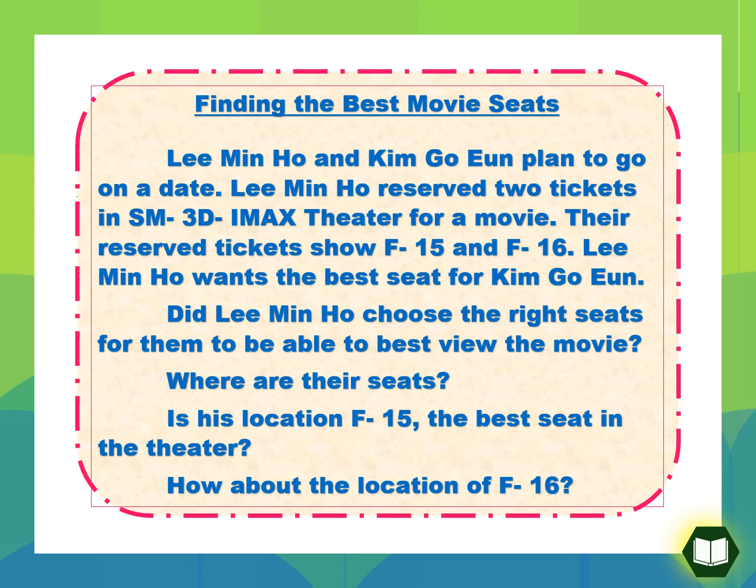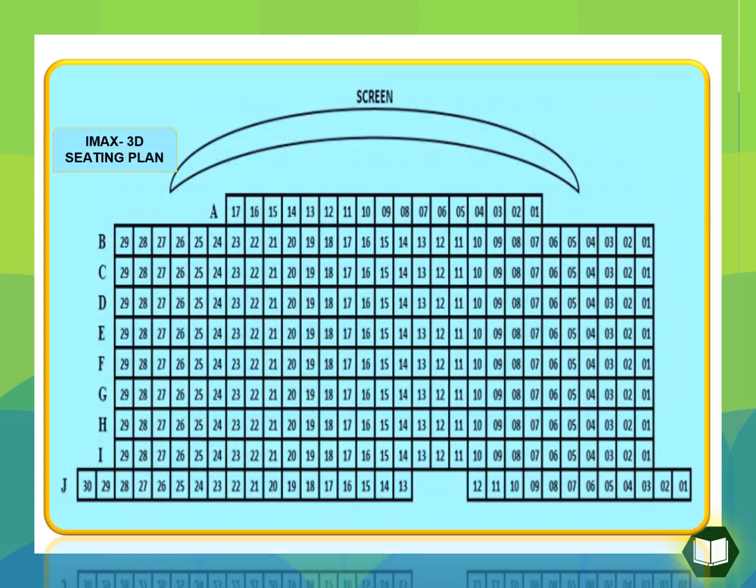Did Lee Min-ho choose the right seats for them to be able to best view the movie? Where are their seats? Is his location F-15 the best seat in the theater? How about the location of F-16? The arrangement of seats in the theater is shown here.